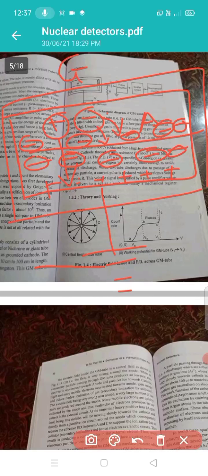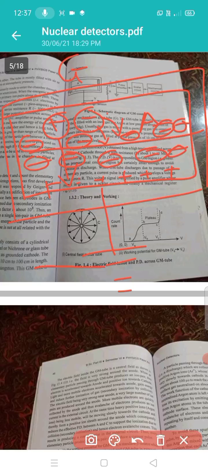To decide the working potential for the GM tube, a standard beta source which emits beta particles at a constant rate is selected, and the GM tube is exposed to the source. The count rate is recorded by changing the potential difference across A and C. Then the count rate is plotted against the voltage.